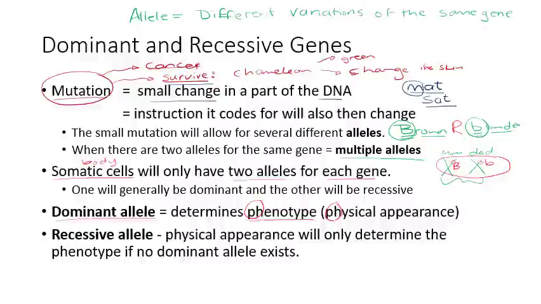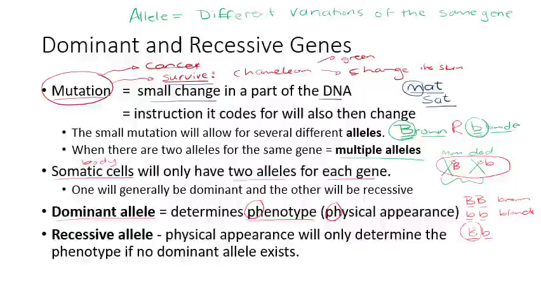So if I have, for instance, capital B, one from mom, one from dad, I have two B's, I'm going to have brown hair as a child. But let's talk about it. What happens if I have a little b and a little b? That means I have one from mom and dad, so I'm going to have blonde hair. But now let's say I got one from dad and the other one from mom. Got a capital B and a small b.